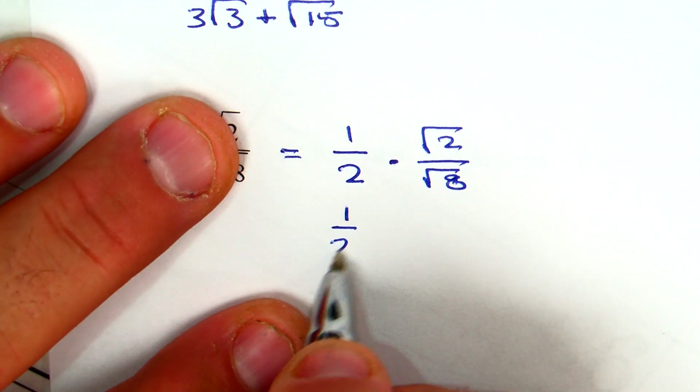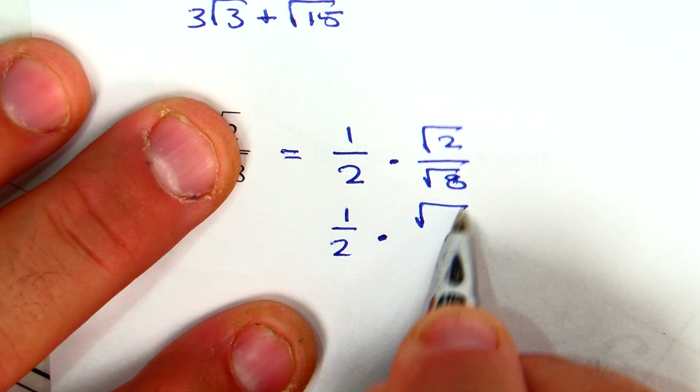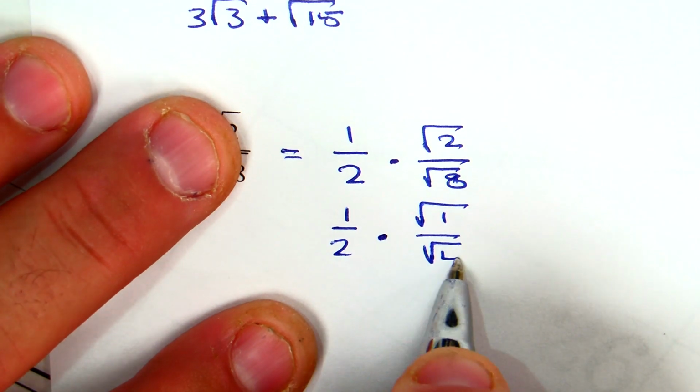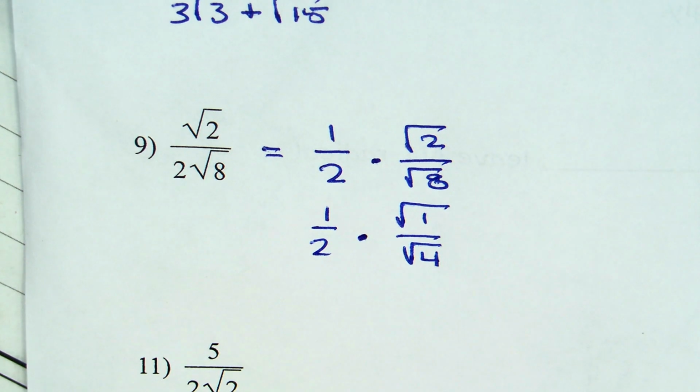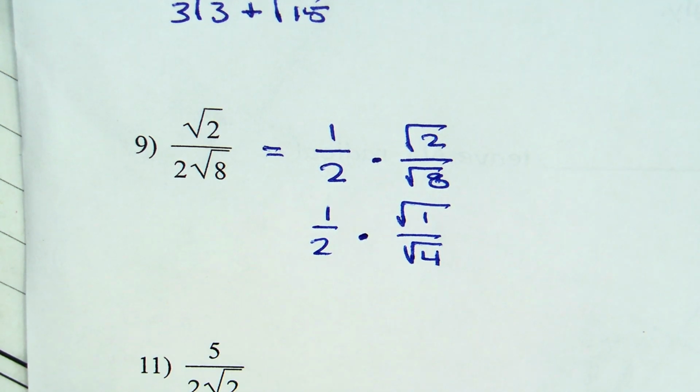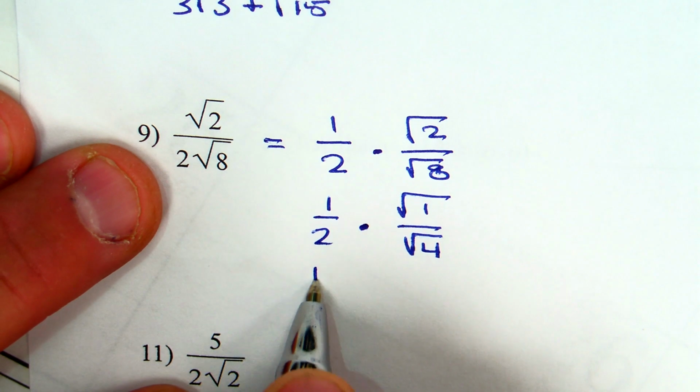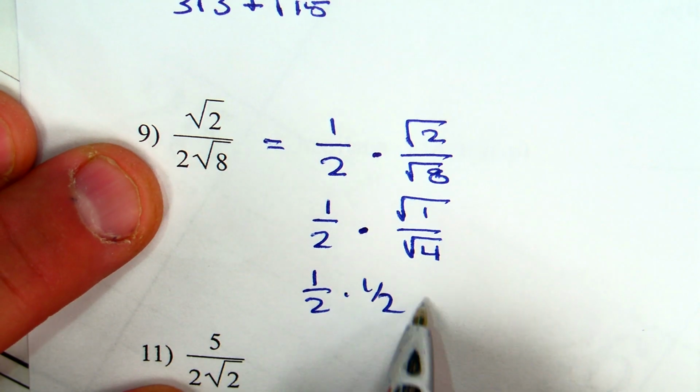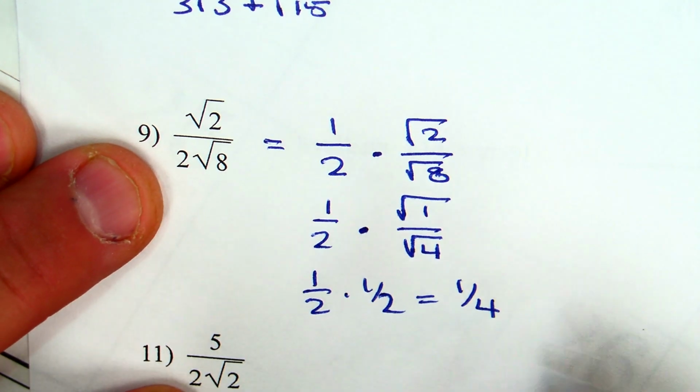This becomes 1/2 times the square root of 1 over the square root of 4. In other words, just like multiplication, I can divide anything I want. And dividing fractions is the same thing as reducing. So all I'm doing is reducing the fractions. Why is that nice? Because 1 and 4 are both what? Perfect squares. And I don't need to rationalize. So this becomes 1/2 times 1/2, which is 1/4.